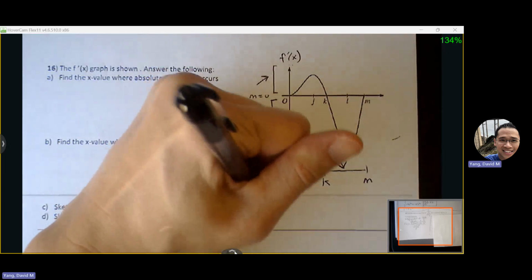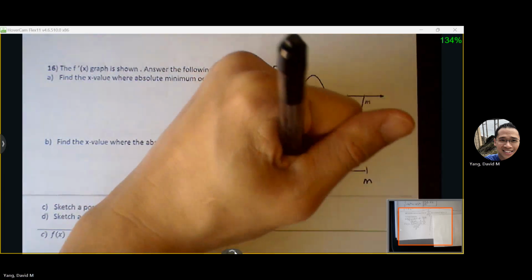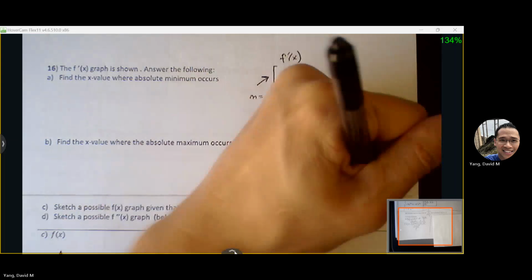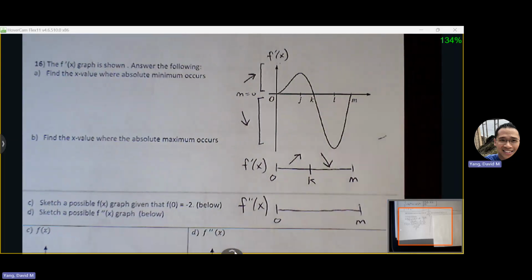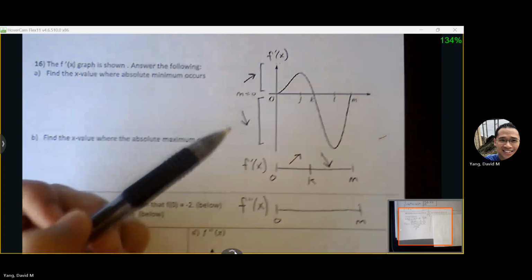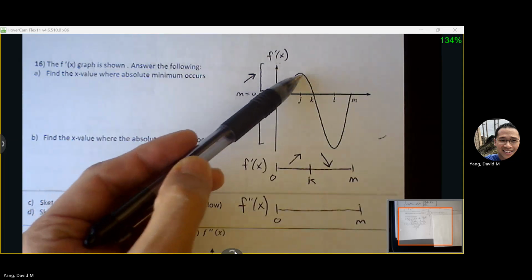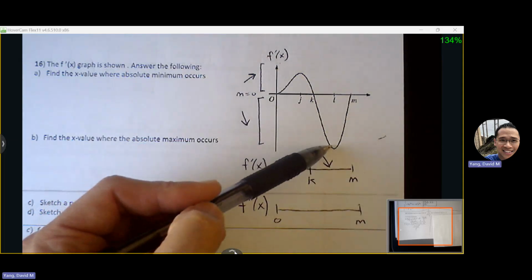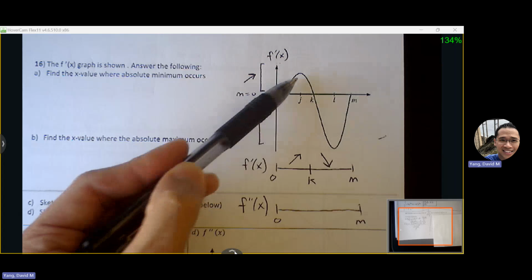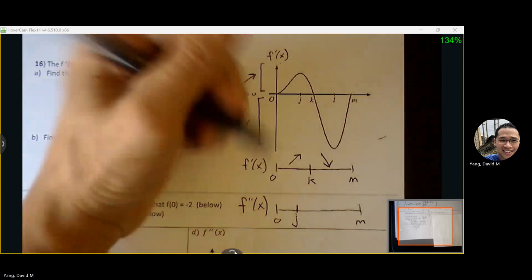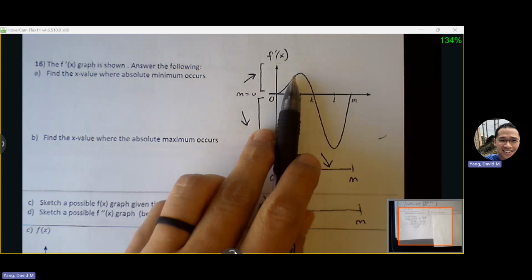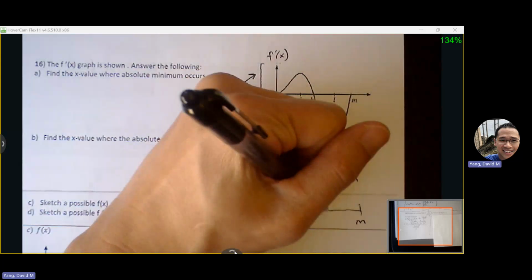All right, f double prime is the curvature. What two critical points do we use if we're trying to find potential points of inflection off the f prime graph? The maxes and mins, right? So J is our point of inflection, and then another one occurs at L.